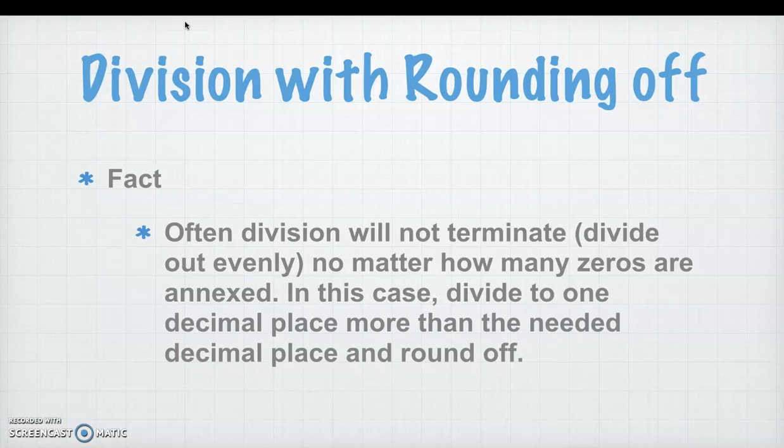So, if they tell you to round to the nearest tenth, what comes after tenths? We have the hundredths place. So that means we are going to divide all the way to the hundredths place and then round to the nearest tenth. If it's telling me to round to the nearest hundredth, what comes after hundredths? We have the thousandths place. So we are going to divide all the way to the thousandths place only, and then round to the nearest hundredth. It's going to make more sense once we move on to our example.